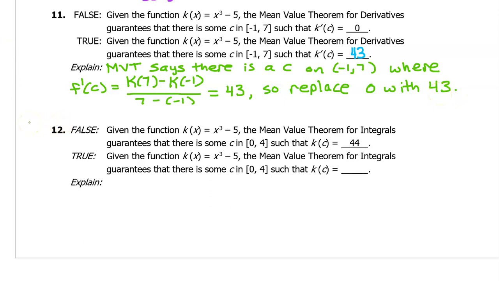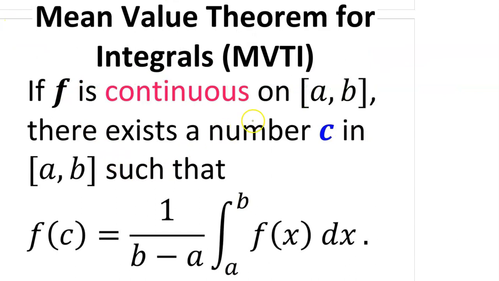Last one. Here comes the false statement. Given the function k of x, which equals x to the third power minus 5, the mean value theorem for integrals guarantees that there is some c on the closed interval from 0 to 4, where k at c is equal to 44. The mean value theorem for integrals says that there is a c where f at c is equal to 1 over b minus a times the integral from a to b of f at x dx.